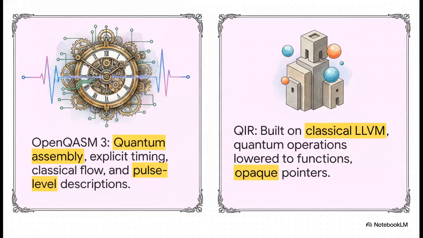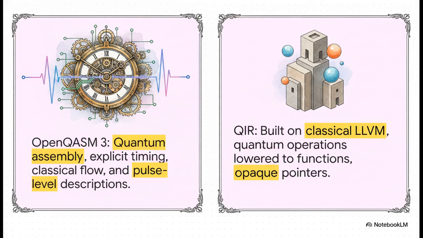Now let's look at the direct contrast between the two dominant approaches out there today, OpenQASM3 and QIR. OpenQASM3 is much closer to readable quantum assembly. It focuses heavily on the explicit circuit itself. We're talking real-time classical control flow, explicit hardware timing, and pulse-level descriptions that are absolutely crucial for dynamic circuits.